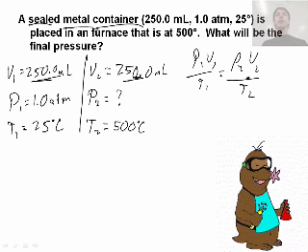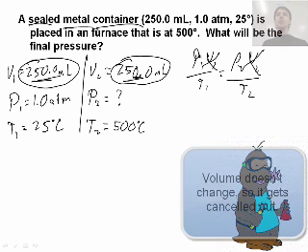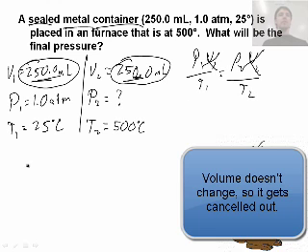No mention of moles, so we're not going to do that. Now, the volume is the same, 250 milliliters on both sides. We can ignore volume because it did not change. So we're left with P1 over T1 equals P2 over T2, gas law that we've used before. So let's plug the numbers in.